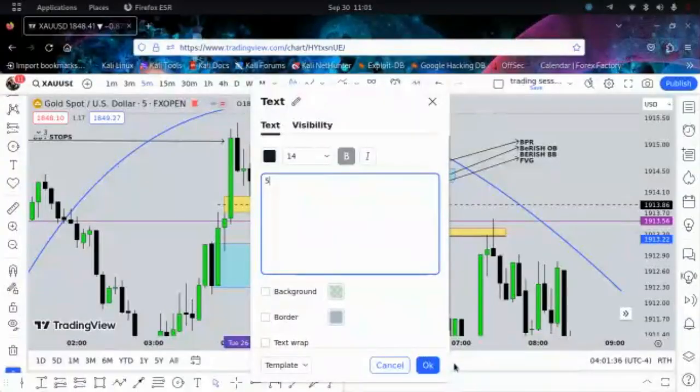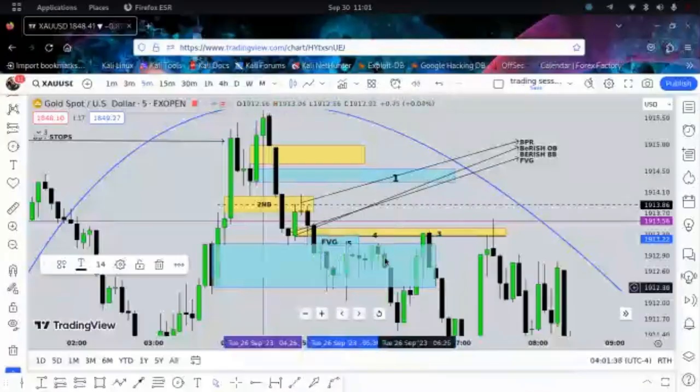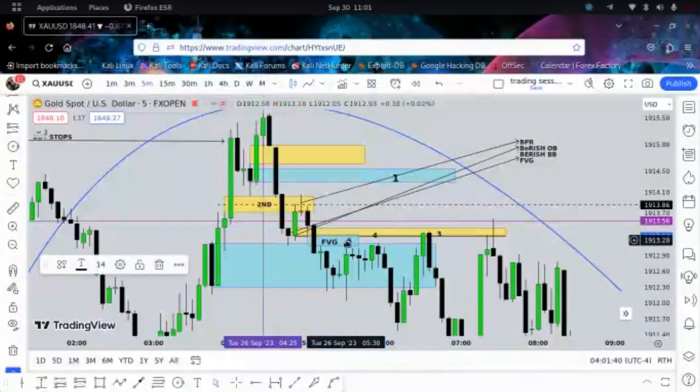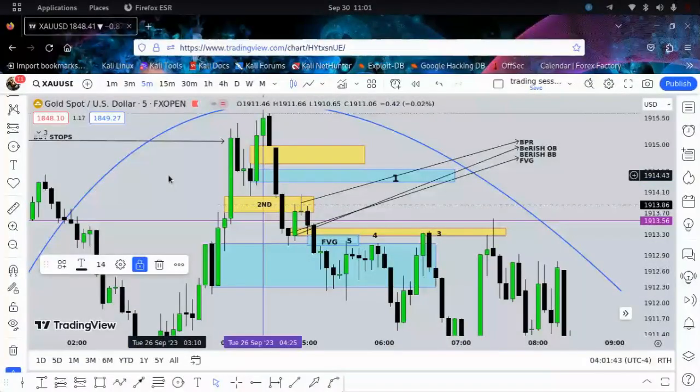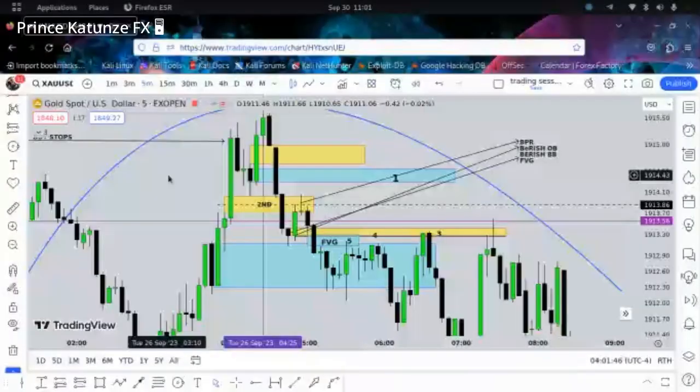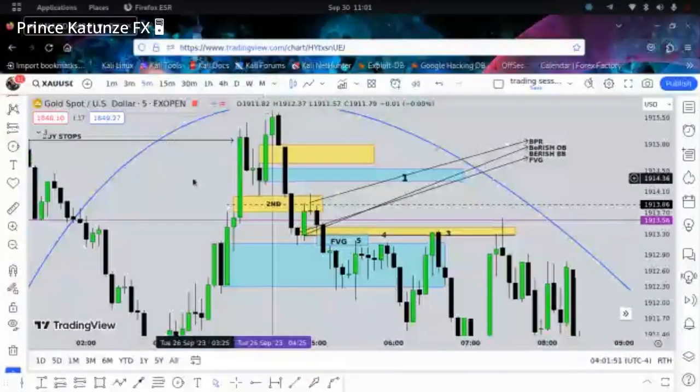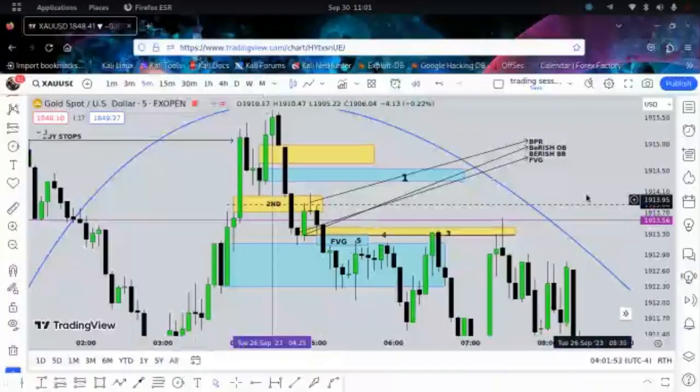Gold is a pair that gives money every day, and you can't fail to get 10 pips. I used to have a target of 20 pips a day. So when you focus and run, a lot will come.